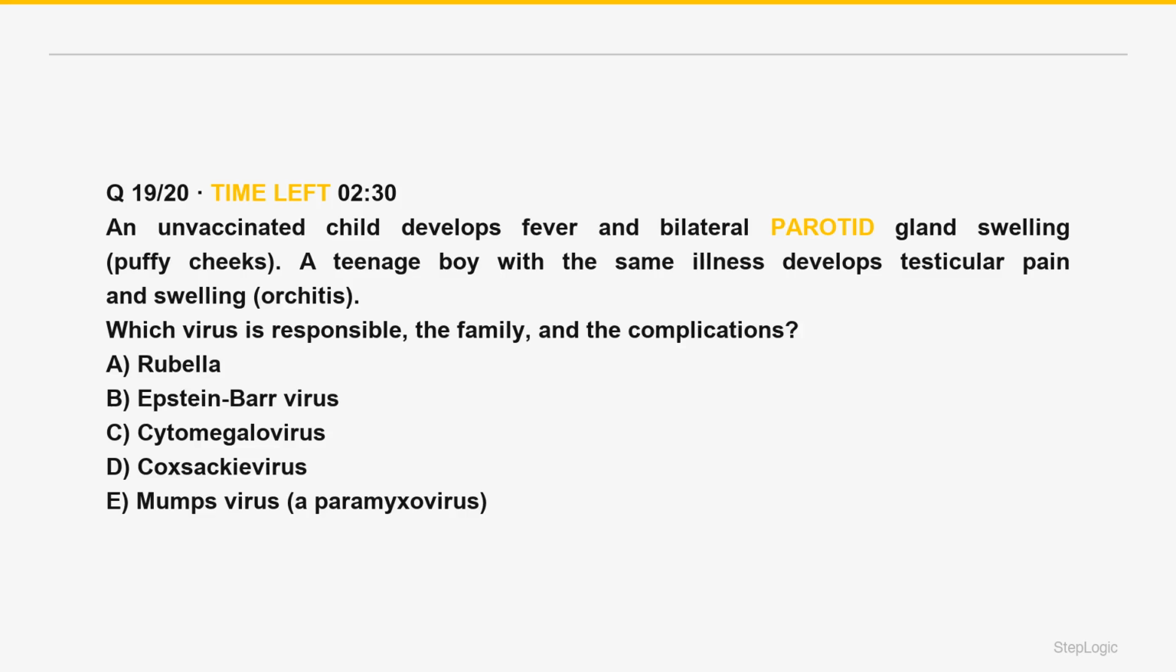Which virus is responsible, the family, and the complications? An unvaccinated child develops fever and bilateral parotid gland swelling, puffy cheeks. A teenage boy with the same illness develops testicular pain and swelling, orchitis. Read the chain: virus, family, complications. Parotitis plus orchitis, unvaccinated: mumps, paramyxovirus, orchitis, meningitis, pancreatitis, MMR.